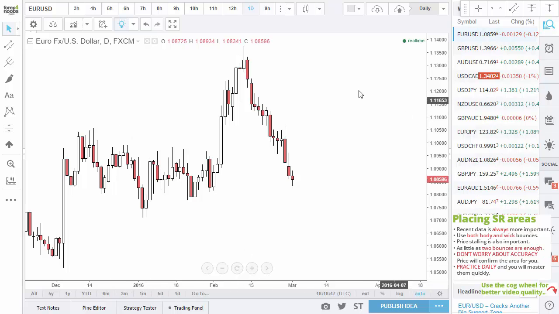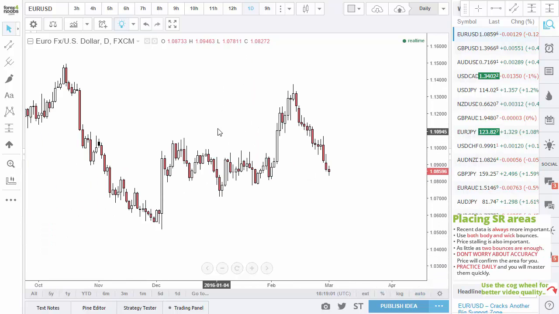No, this is not CTrader. This is tradingview.com. It's not a trading platform. It is purely a charting platform. Actually, I shouldn't say that. I think they're trying to make it into a trading platform, but it's mostly a charting platform.